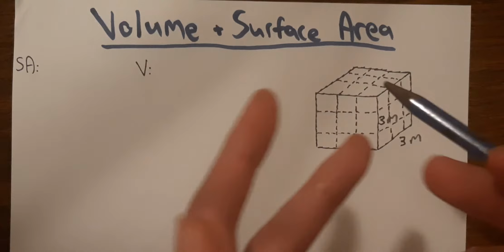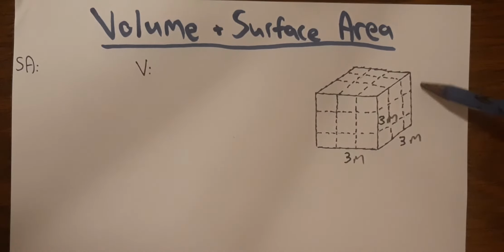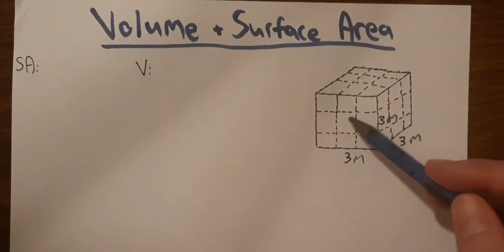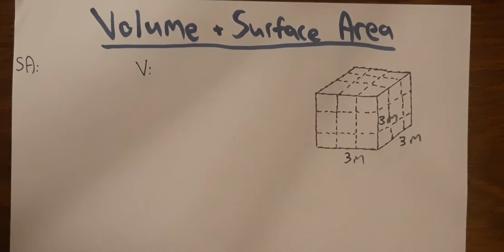How many sides are there in a cube? There's a front and a back, there's a top and a bottom, and there's a side and a side. So there's 6, right? So if we find the area of this, let's just pick the front. We find the area of that, and then we times it by 6 because there's 6 sides. That'll give us the surface area, okay?